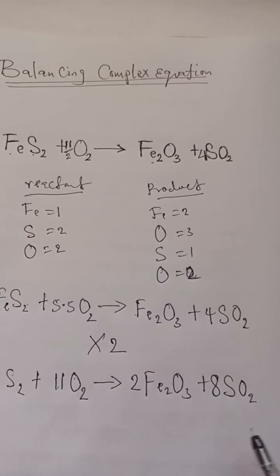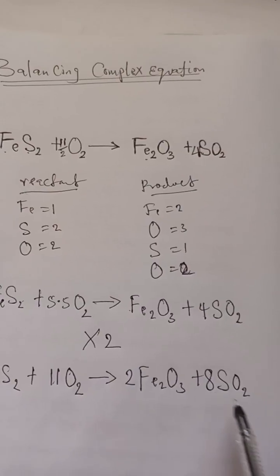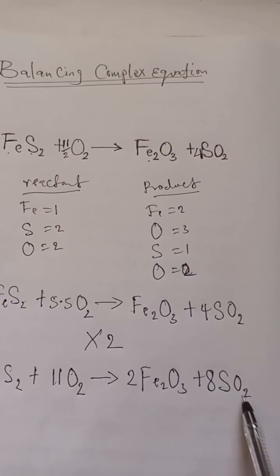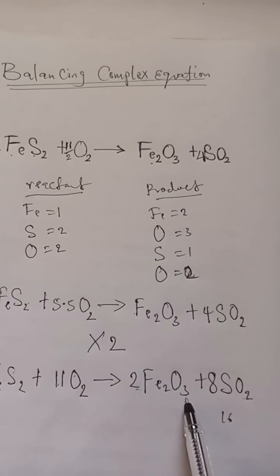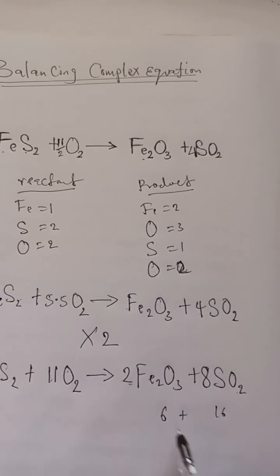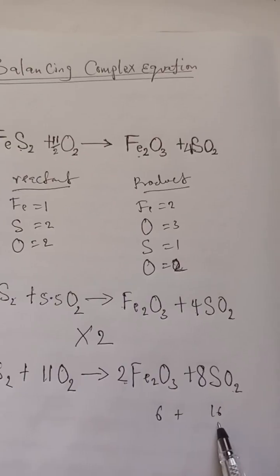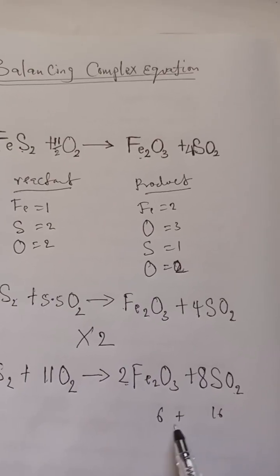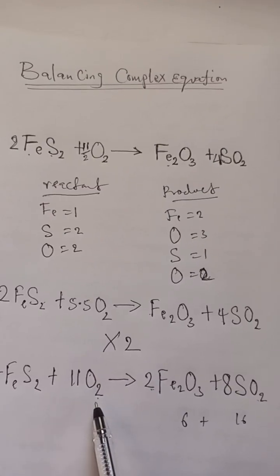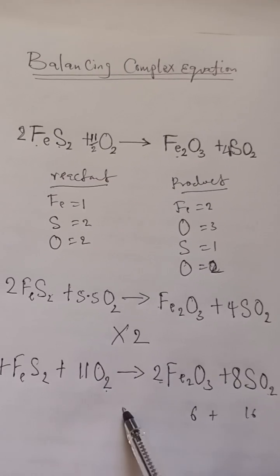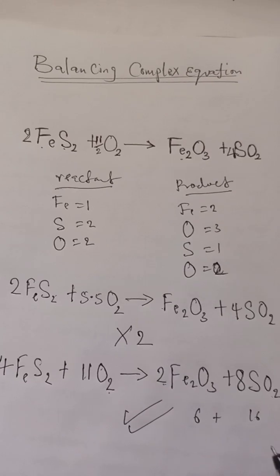All right, so let's check oxygen. Oxygen is 8 times 2 is 16. So we have 16 plus, oxygen is 2 times 3 here, 6. So 16 plus 6 plus 16, what do we have? 22. So we have 22 oxygen, and 11 times 2 is what? 22. So this equation is completely balanced.